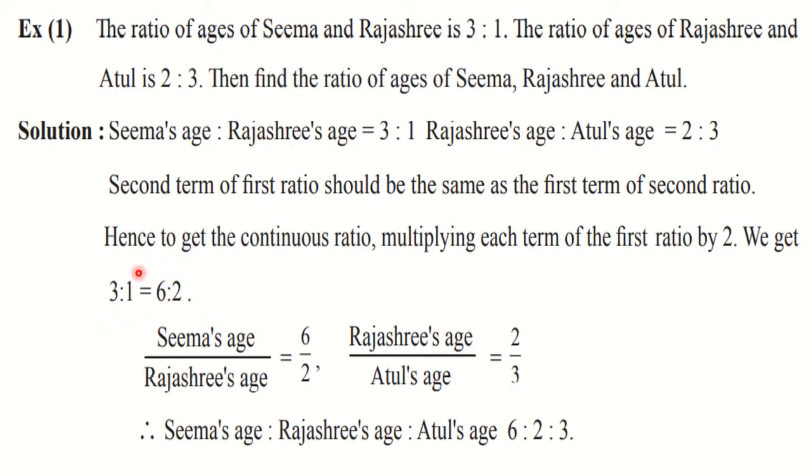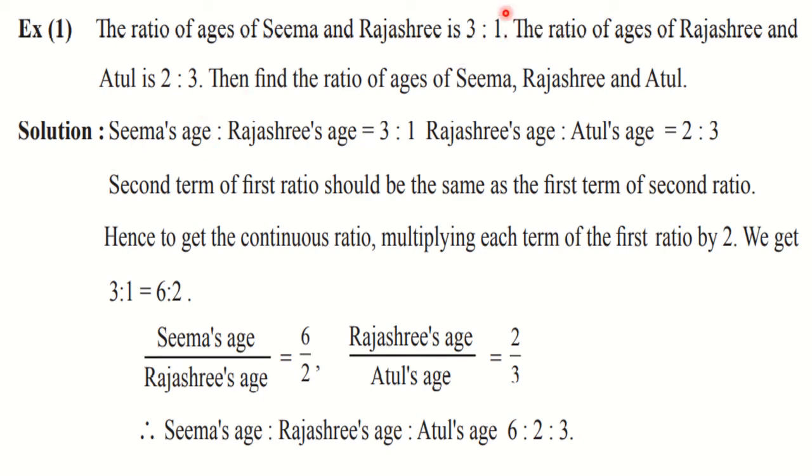Now you will find that here we have 6:2 and here we have 2:3. See, this first number and this second number are the same. Seema's age upon Rajeshri's age is equal to 6/2 and Rajeshri's age upon Atul's age is equal to 2/3. So now we can write the ratio together for all three persons. Seema's age is to Rajeshri's age is to Atul's age is equal to 6:2:3.